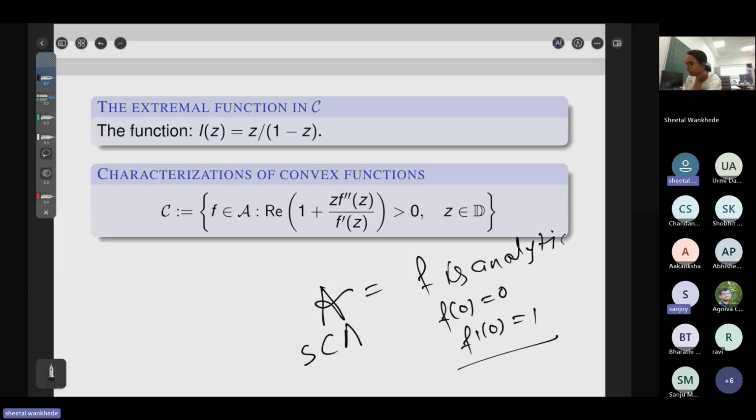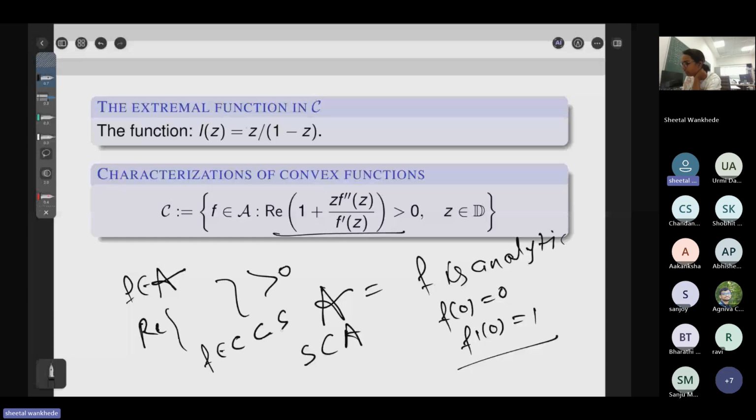My question is, if f is a convex mapping from the disk to some convex domain, then univalence is not necessary, right? No, univalency is necessary. I am saying that to prove this characterization, when f belongs to class A and the real part of this function is positive, then automatically f belongs to C, and C is already a subset of S.